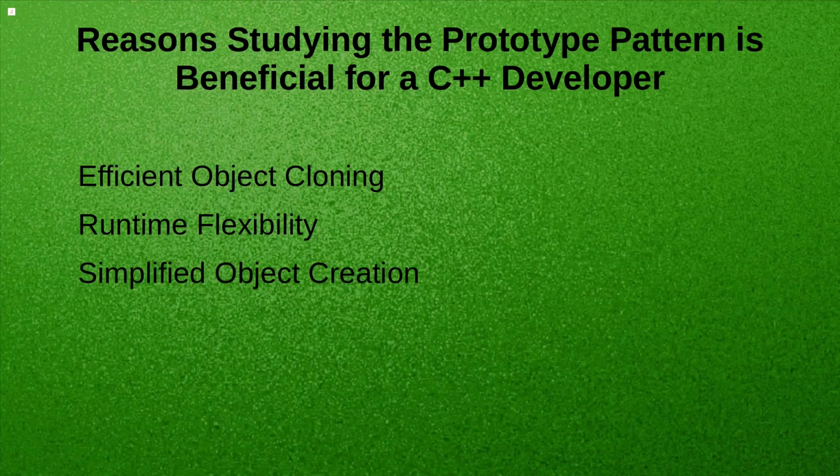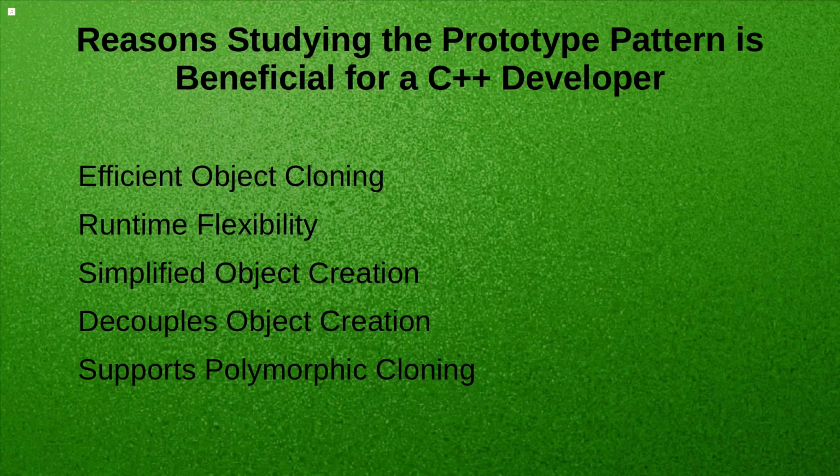Simplified object creation reduces complexity when instantiating objects with many default settings by copying prototypes instead of recreating them manually. Decouples object creation, eliminates need for new in client code, keeping creation logic separate, making C++ systems more maintainable. Supports polymorphic cloning, leverages virtual functions in C++ to clone objects based on their actual type, preserving runtime behavior across subclasses.